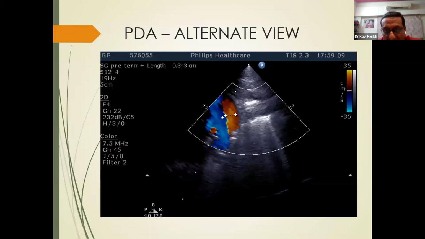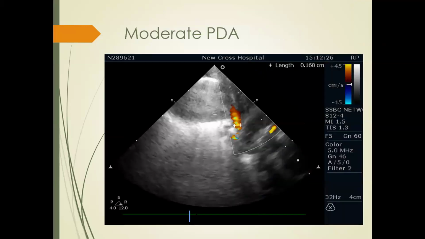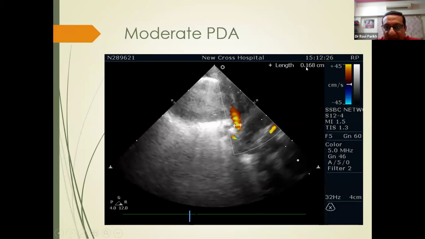And this is an alternate view. If you want to confirm after the short axis view, you can do the arch view as well. When you see the proper arch and swipe it a little bit, you can see the duct in that view as well. The most common is the short axis view, but in this view also you can see the duct. And this is a duct which has a width of 1.6 millimeter. So that was a 3 millimeter, and this is 1.6 millimeter. So this is a moderate PDA.